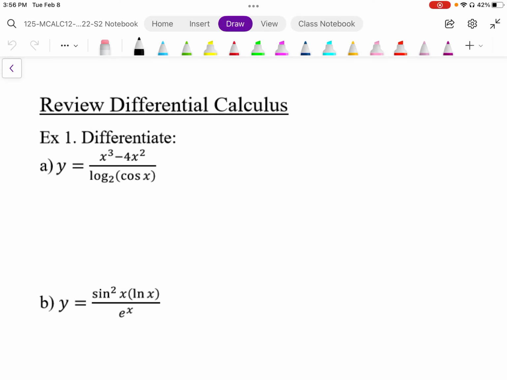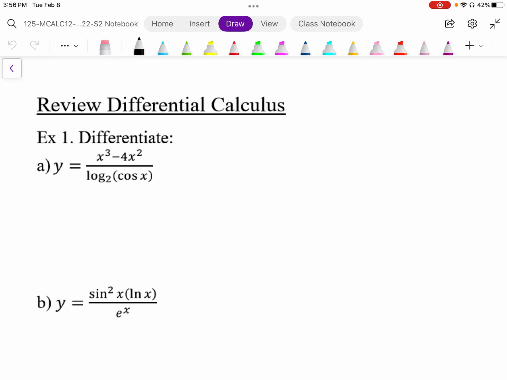When we are differentiating, we have to keep in mind the power rule, the product rule when there's products, and chain rule when there's embedded functions. So first thing I'm going to do for this one is, since we have base 2 log, it's probably easiest to convert this into base e log to start. So I get y equals log 2 over log cos x, and then I've got my x cubed minus 4x squared.